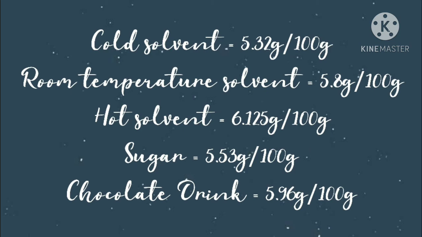The cold solvent has a solubility of 5.32 grams over 100 grams. The room temperature solvent has a solubility of 5.8 grams over 100 grams. The hot solvent has a solubility of 6.120 grams over 100 grams. The sugar has an average solubility of 5.53 grams over 100 grams. And finally, the chocolate drink has a solubility of 5.96 grams over 100 grams.